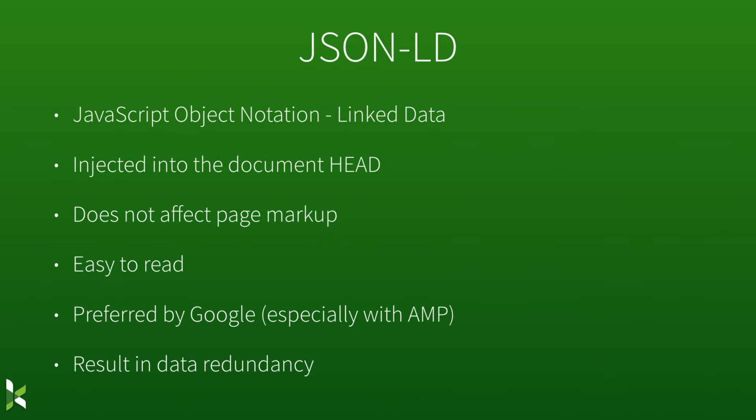Let's face it, the real reason this is also where we're going is because this is what Google likes. And we all know if Google likes it, we do it, right? So Google prefers the JSON-LD format, especially when we're dealing with accelerated mobile pages. But it's recommended overall. So, I see confusion.